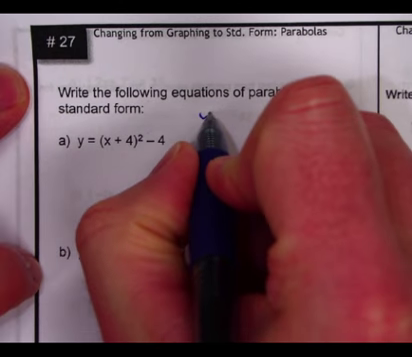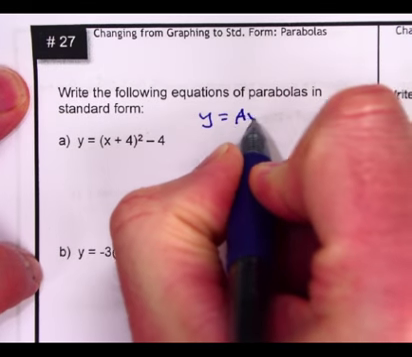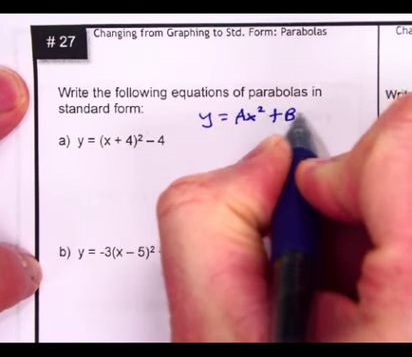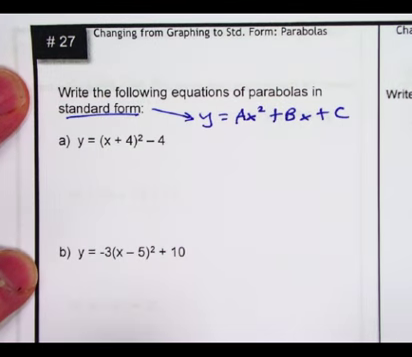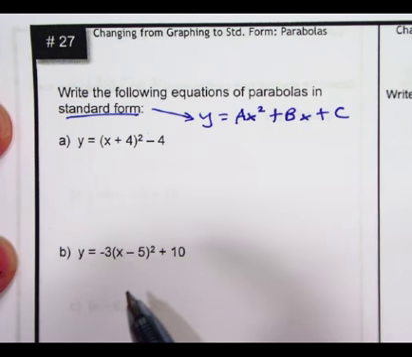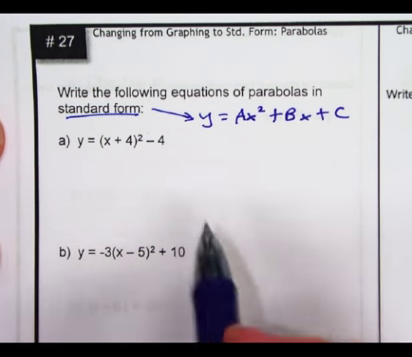Standard form is where it looks like this, where y equals a times x squared plus bx plus c. That's what we call standard form, so that's what we want to switch it into. Right now we've got it in what they say is graphing form, where we can easily see things.